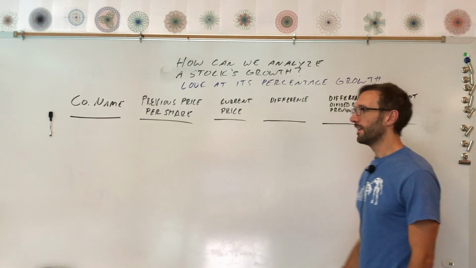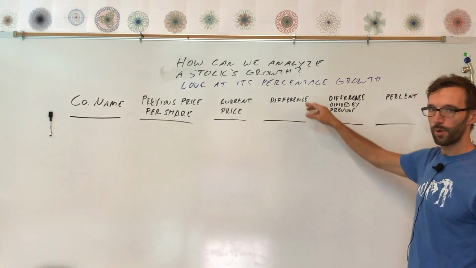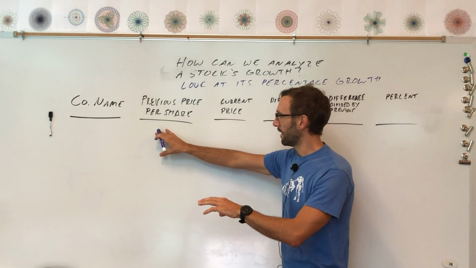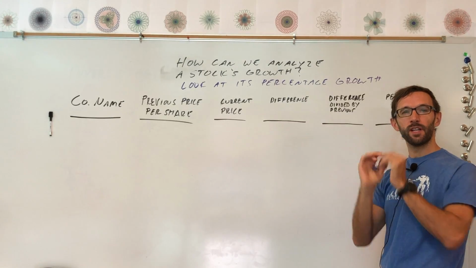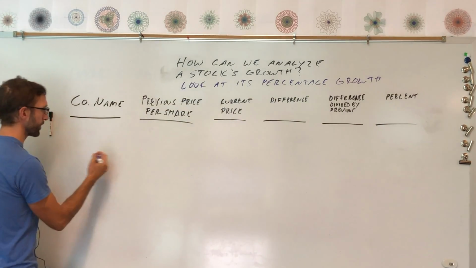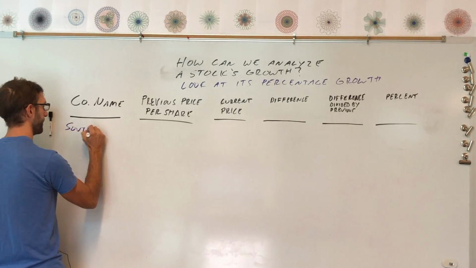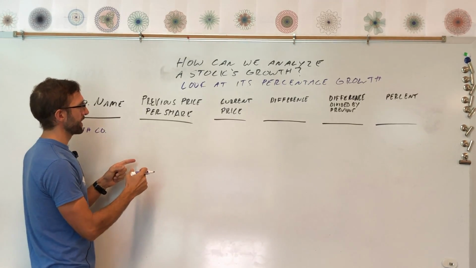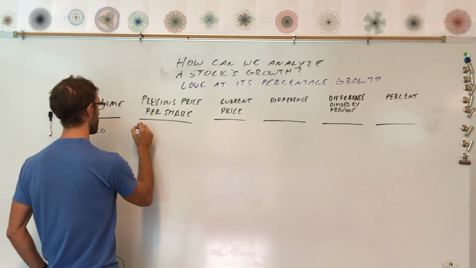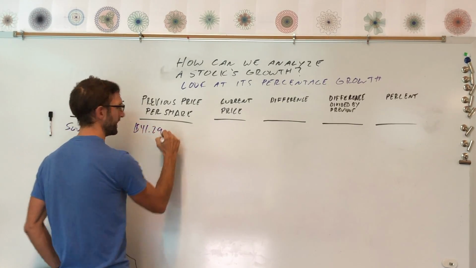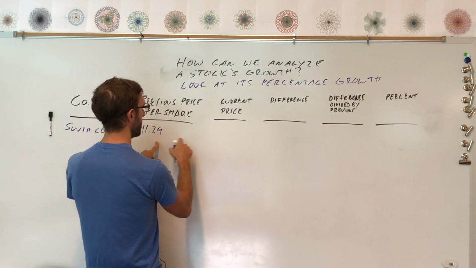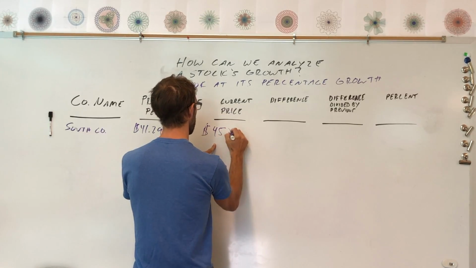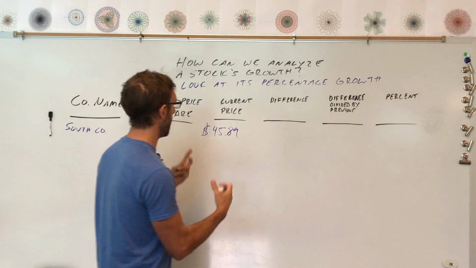All right, so we're going to fill this in with just some play values, and we're going to put in the formulas too, because I want you to get used to not just the conceptual stuff, but also the mechanics of putting it into a spreadsheet. So our company name, we're just going to call this company Southco. For the sake of making some stuff up, I did this already. We're going to say the previous price was $41.29, and the current price is going to be $45.89. I just made these up to highlight what's happening here.